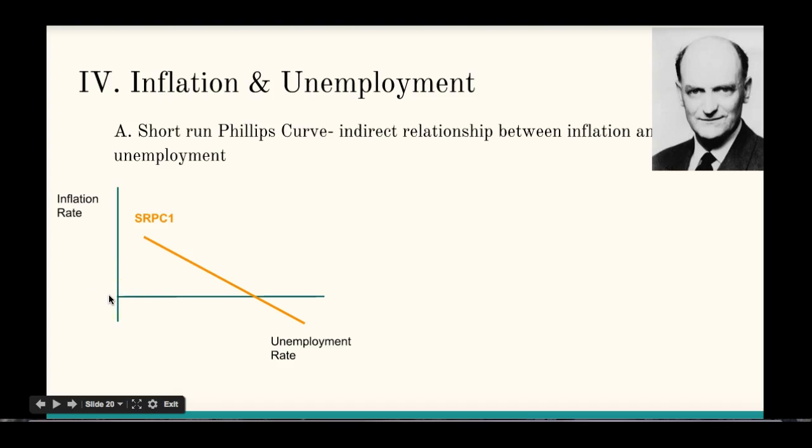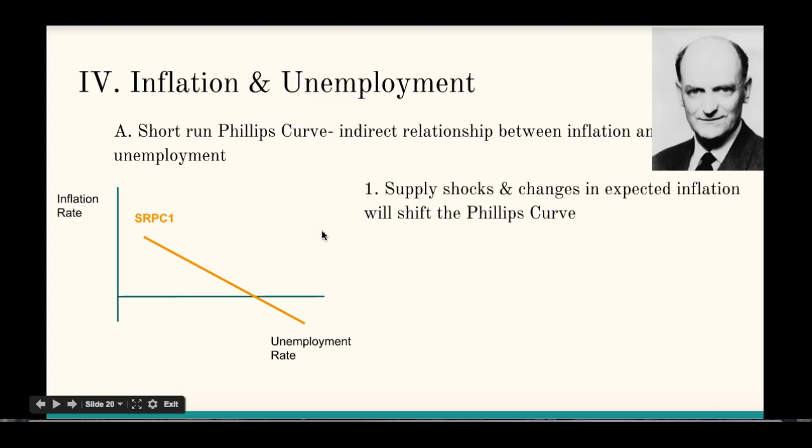How is that possible? Can we have a negative inflation rate? Yes, you can. What's that called? That's called deflation, because when we have inflation, prices are going up, but when we have a negative inflation rate, prices are actually going down. We have deflation. So with the short-run Phillips curve, this is showing us this indirect relationship. It's downward sloping. As our unemployment rate goes down, our inflation rate goes up, and vice versa.